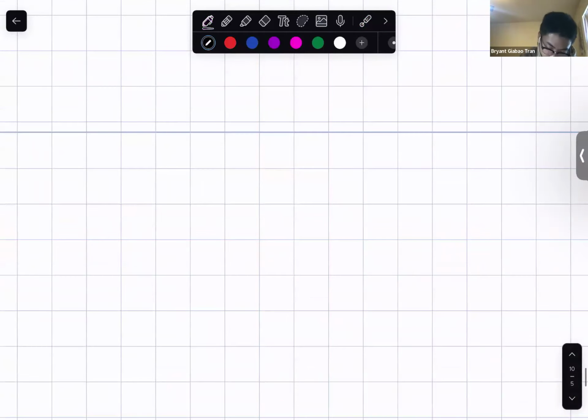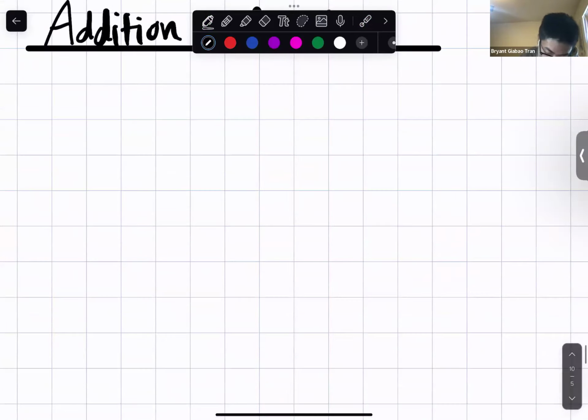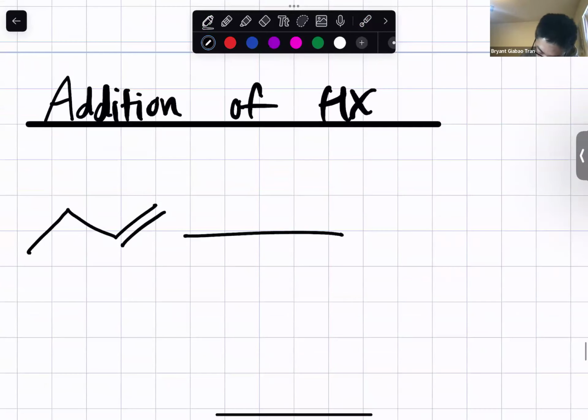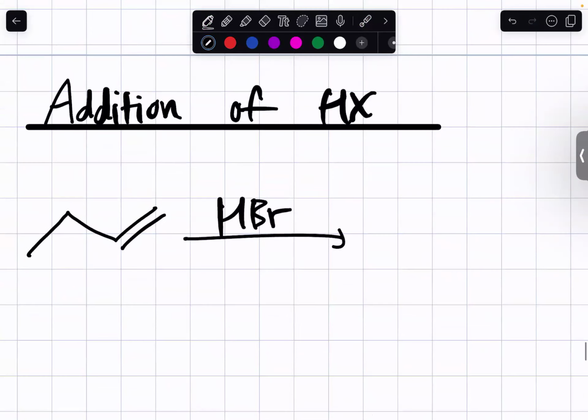Addition of HX. Let's have a review. We have that alkene and we put that through HBr. What is going to be the product? Okay, HBr.